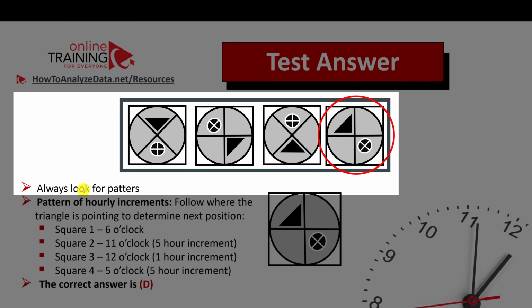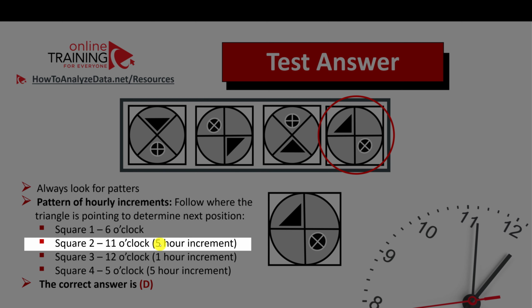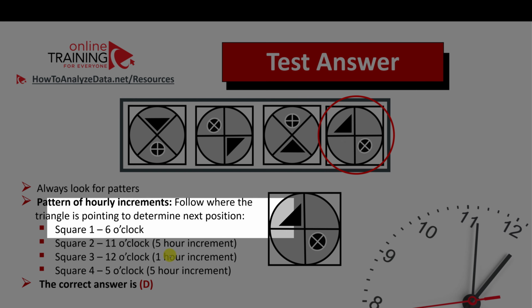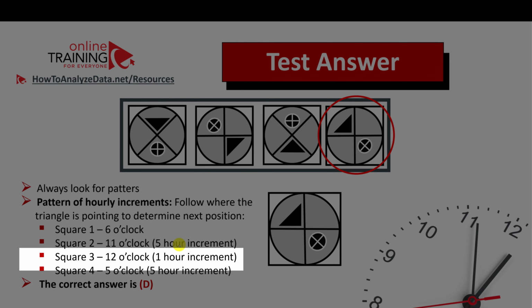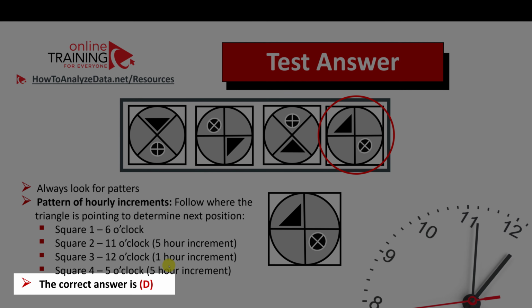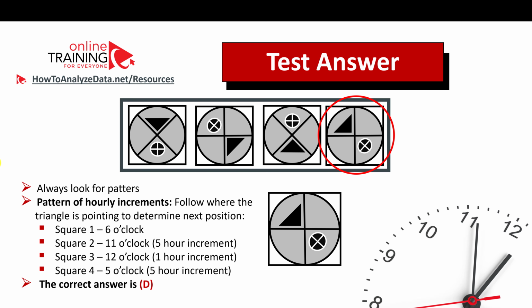In this particular case, we're dealing with a pattern of hourly increments, and we determine the hour based on where the triangle is pointing. If you look at the first square, the triangle is pointing to 6 o'clock. Then in the next square, the triangle is pointing at 11 o'clock, and 11 o'clock is a 5-hour increment from the 6 o'clock position. Now, in the next square, the triangle is pointing at noon or midnight, whatever pattern you follow, or 12 o'clock. So we're dealing with a 1-hour increment, which means that in the next shape, we will go back to a 5-hour increment, which will bring us to the 5 o'clock position. So the correct answer is choice D. Hopefully you've nailed this question and now know how to answer similar problems on the test.